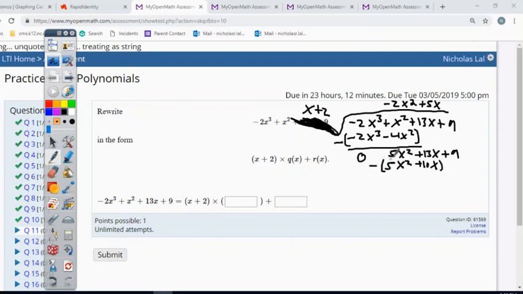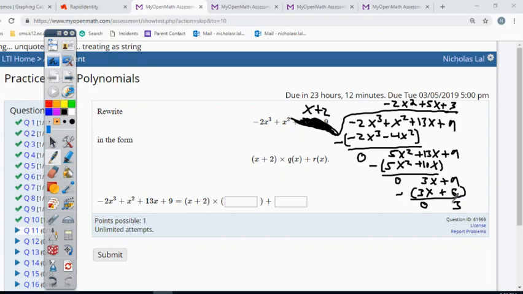Parentheses, subtract. 5x squared minus 5x squared is 0. 13x minus 10x is going to be 3x plus 9. Now, I have 3x plus 9. To cancel out that 3x, I'm going to need negative 2x squared plus 5x plus 3. 3 times x is 3x, and 3 times 2 is 6. 3x plus 6. 3x minus 3x is 0. 9 minus 6 is 3.